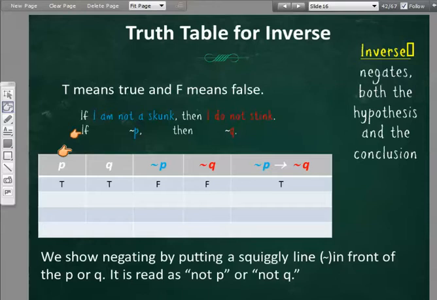When you're doing a negating truth table, you always put the actual P and Q columns in your table. Then you're going to add the not P and not Q. And then I'm going to say not P implies not Q. Now look at this. If I am a skunk, I do stink. Those are both true. So that means if I'm not a skunk, it's going to be false. And if I do not stink, it's going to be false too. And remember, if they're both true or if they're both false, it's going to be true.